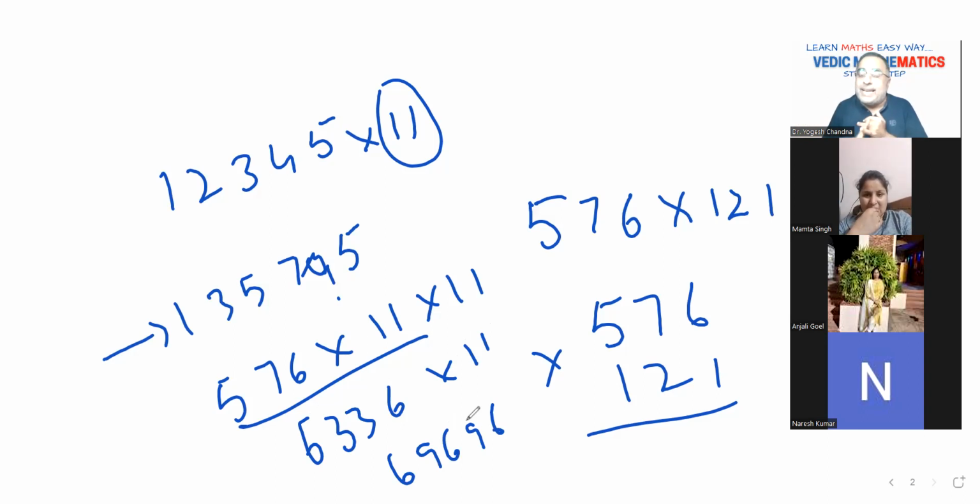So visualization, reasoning, and logic. This is the reason why your speed also increases, why our nature also changes, and we lead towards a better life. So Vedic maths is not simple mathematics. It is a way to lead life. But yes, right now we are discussing the education part only.